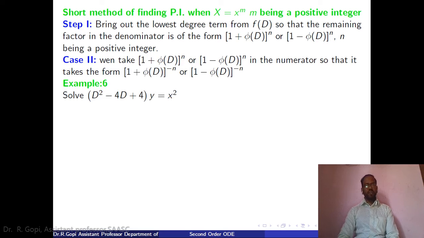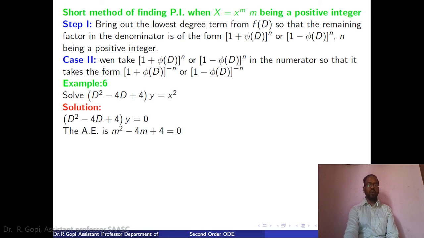Then example 6, solve d squared minus 4d plus 4 into y equal to x squared. So we have to find the auxiliary equation. The auxiliary equation becomes m squared minus 4m plus 4 equal to 0. We have to factorize using the formula for a minus b the whole square, that is nothing but m minus 2 the whole square. So here m equal to 2 comma 2, the roots are real and equal roots. So the complementary function becomes c1x plus c2 into e power 2x.